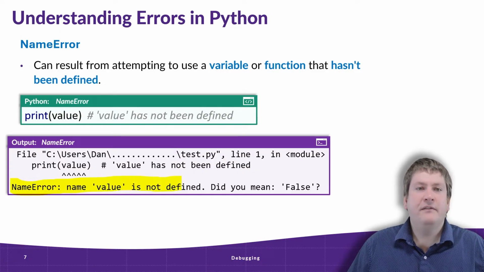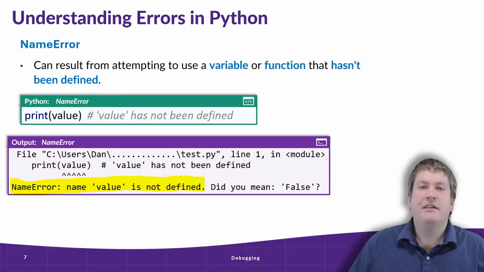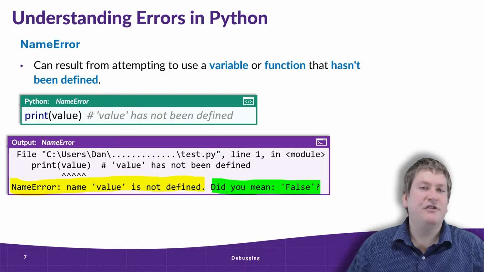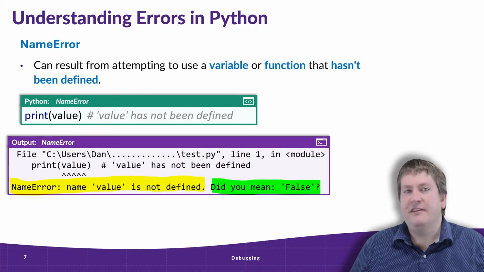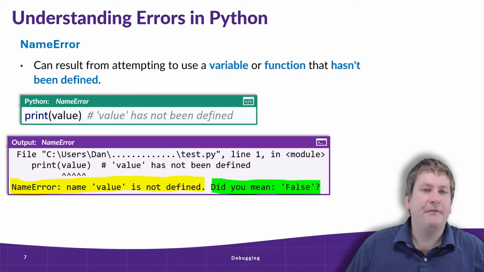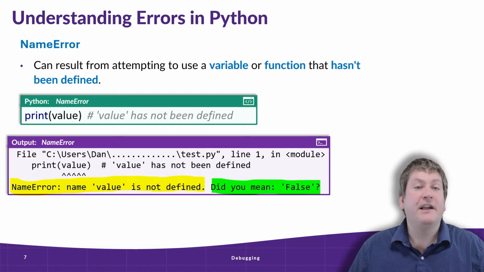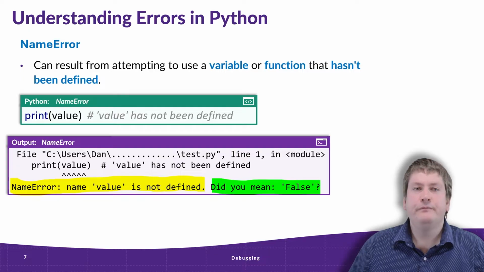So in this case, the error message has the most information, says name value is not defined. Python also tries to help us sometimes with a hint like, did you mean false? In this case, the hint's wrong. The issue was we never gave value a value. So if we wanted to do this, we would have to define value somewhere in our code.